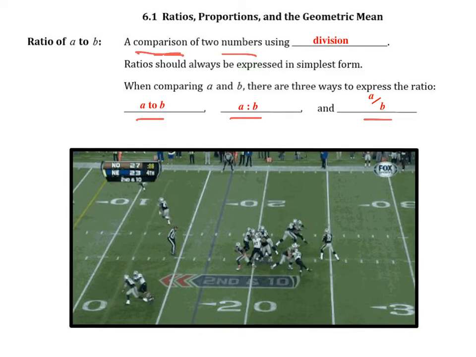Now, as I said, it's just a comparison of two numbers. So one example might be the score in a football game, 27 to 23. Another example might be the downs, second down and 10, comparing the number of downs and the amount of yardage to go.